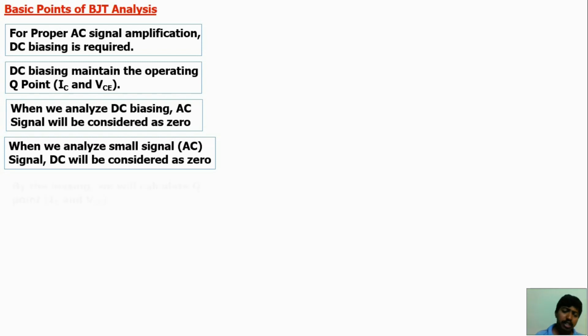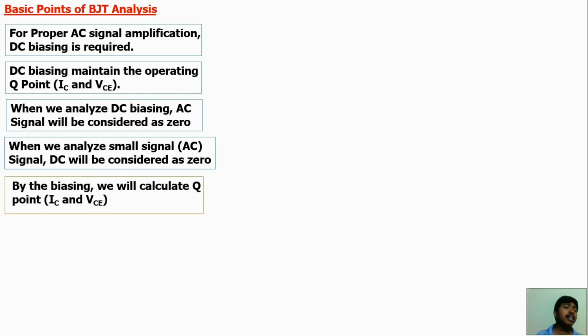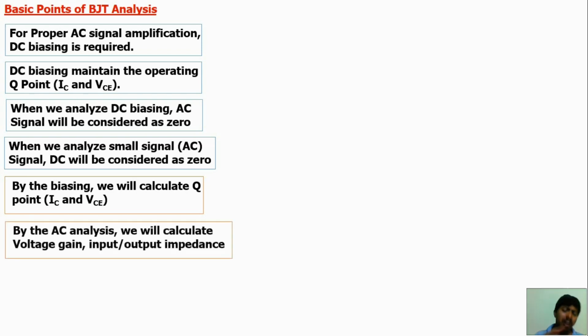What is the use of DC biasing? The DC biasing is fully related with the operating point, IC and VCE calculations. What is the use of small signal analysis? By the AC analysis, we will calculate the voltage gain, input impedance and output impedance. Okay, these are the basic points. Now we know why DC biasing is required and why small signal analysis is required. Now, we will discuss the small signal analysis concepts.